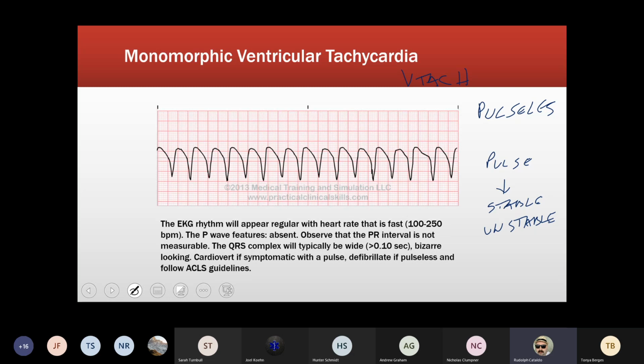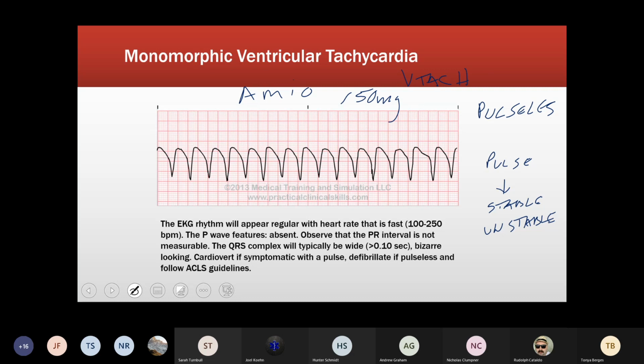Looking back at our drug cards, what little we know about pharmacology, what medication do you think could be used to treat this rhythm? Begins with an A. Amiodarone. Bingo. Amiodarone. Amio. If this patient is stable, how do I give amio? What's the dose for stable VTAC? Does anybody know? Is it 300? Nope, that's for cardiac arrest. 150. Okay, so 150 milligrams is the dose.